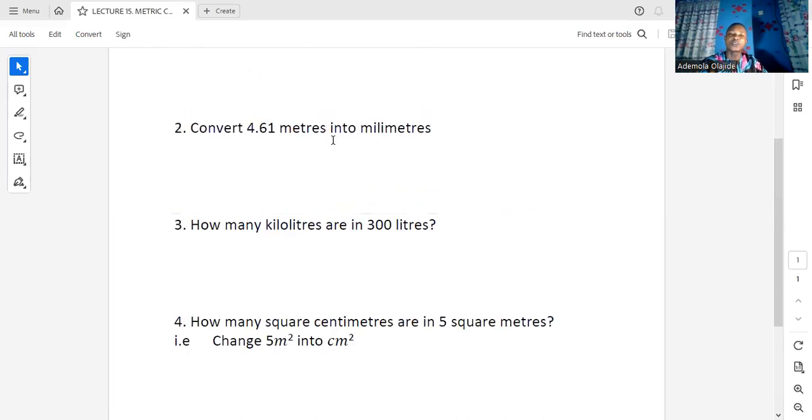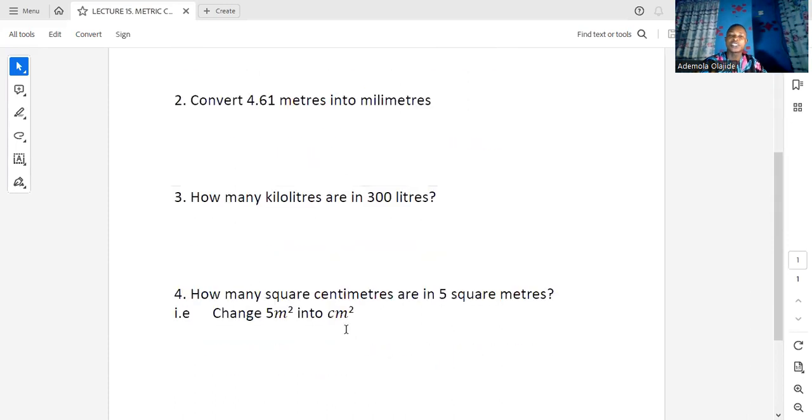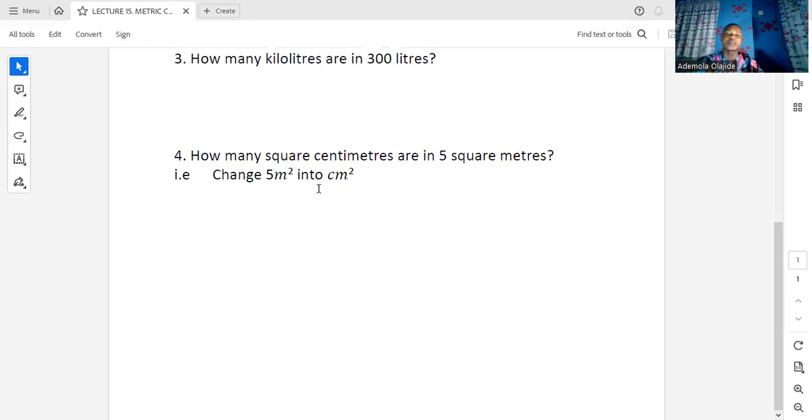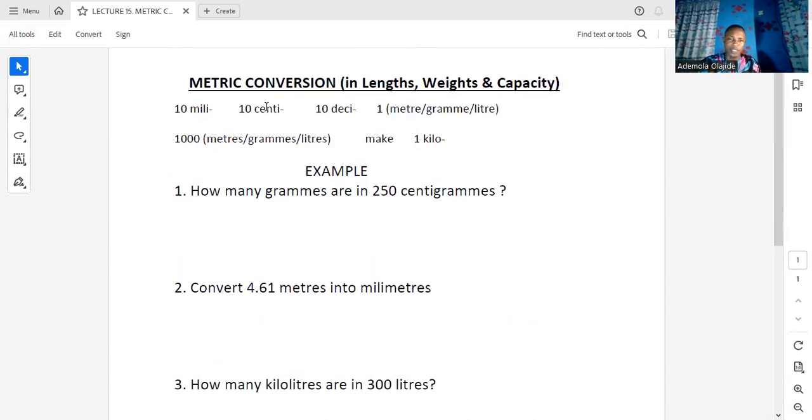As we have all these metric conversions in their linear form, we can also have it in their area form, non-linear. So for example, we ask, how many square centimeters are in 5 square meters? Now, first of all, you start from their linear before you convert them to area form. So you say centimeter and meter. If you look at the table, centimeter and meter, how many centimeters make a meter is 10 times 10. That's 10 times 10. That means 100 centimeters equals 1 meter from the table.